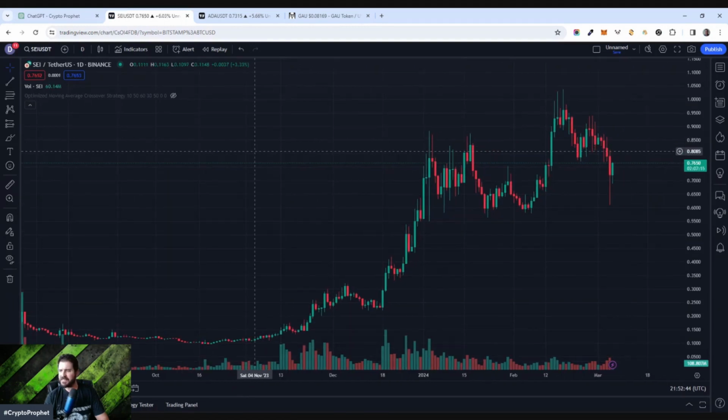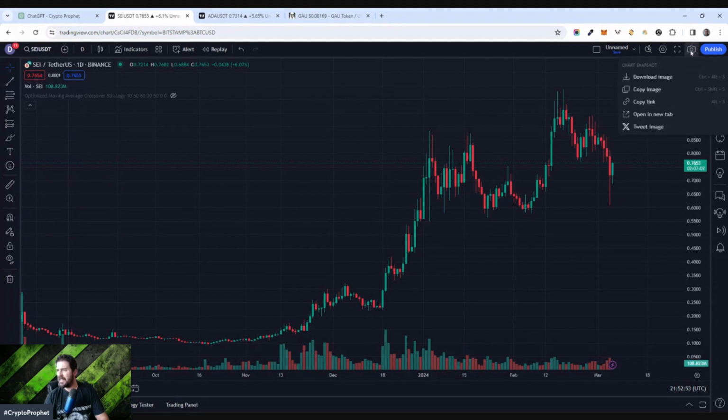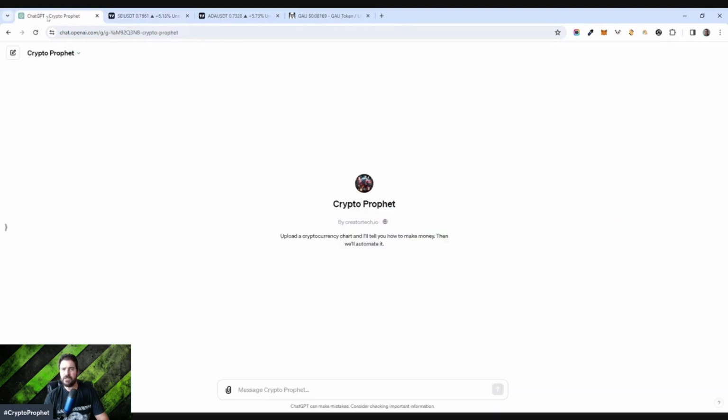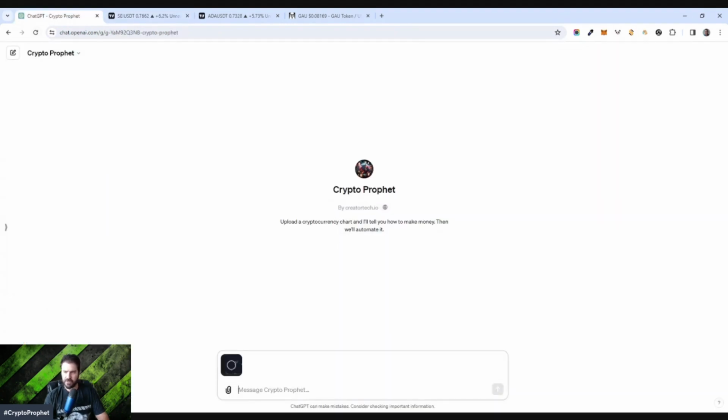I like SEI. It looks like it's starting to bump up a bit. We have a price of 76 cents, 76.53. I'm going to go ahead and take a snapshot, copy the image, and it's the daily chart on Binance, right? And all you do is you go over to this engine, Crypto Profit.